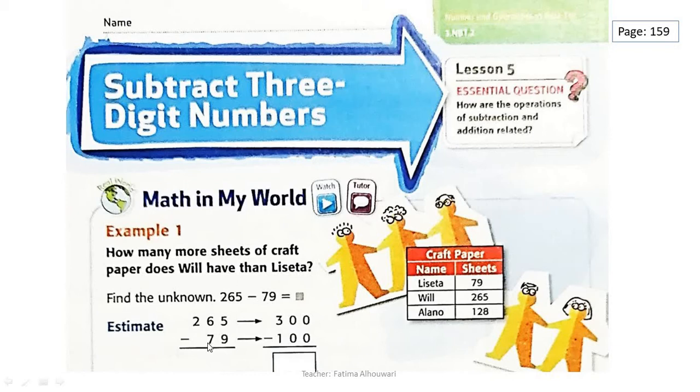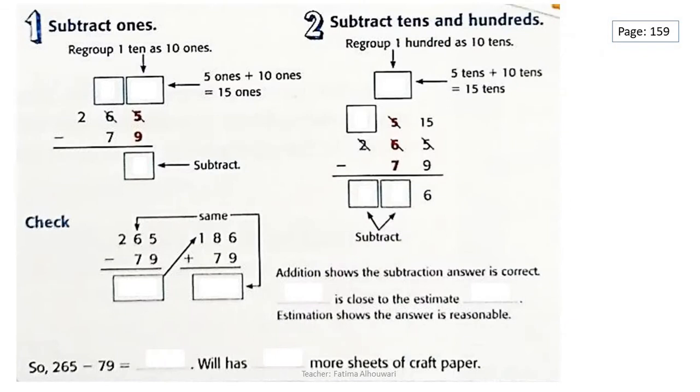265 minus 79, we can round these two numbers to the nearest hundred. 300 minus 100 equals 200. And then we will start subtracting. The first step is to subtract ones. So we have 5 minus 9.